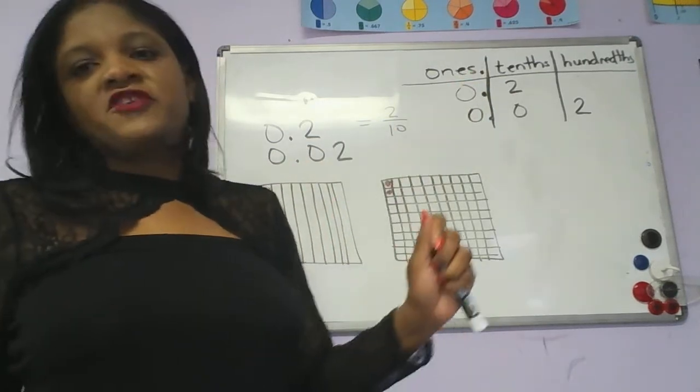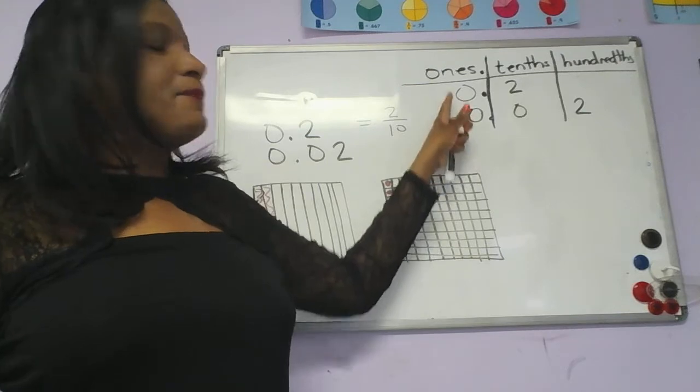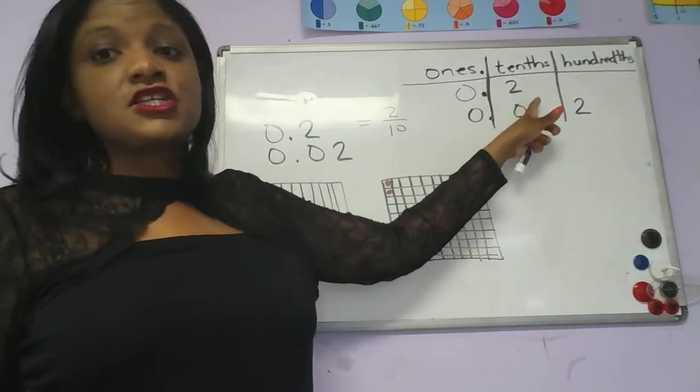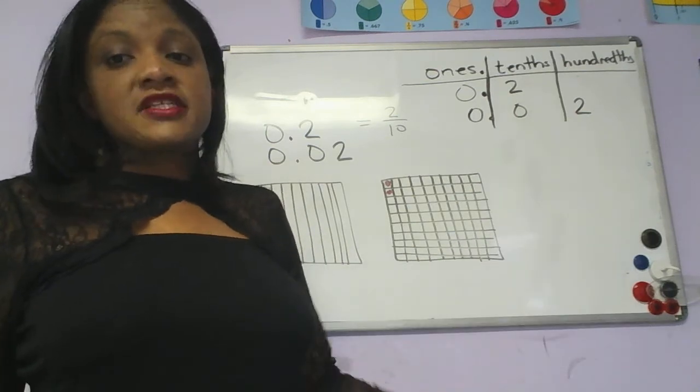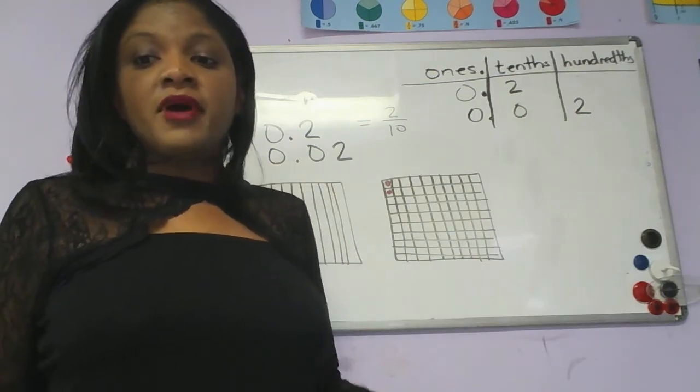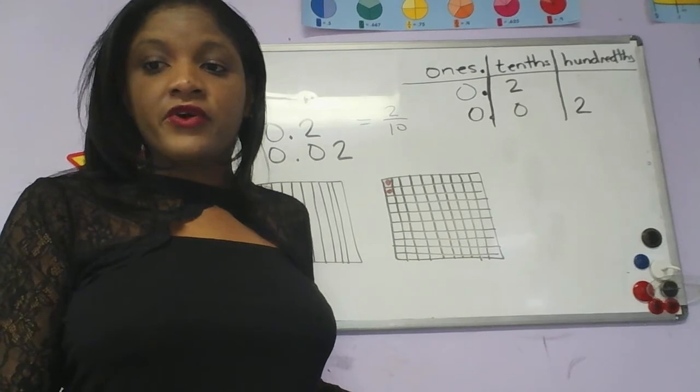If we look at our place value chart, we can see that they both have 0 in the ones place, but this has a 2 in the tenths, and this has a 0 in the tenths. So 2 in the tenths is greater than 0 in the tenths, and we do not need to go any further after that.